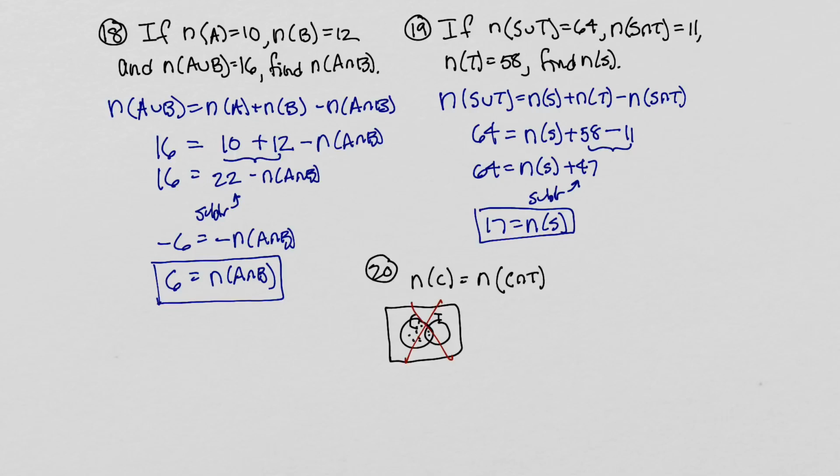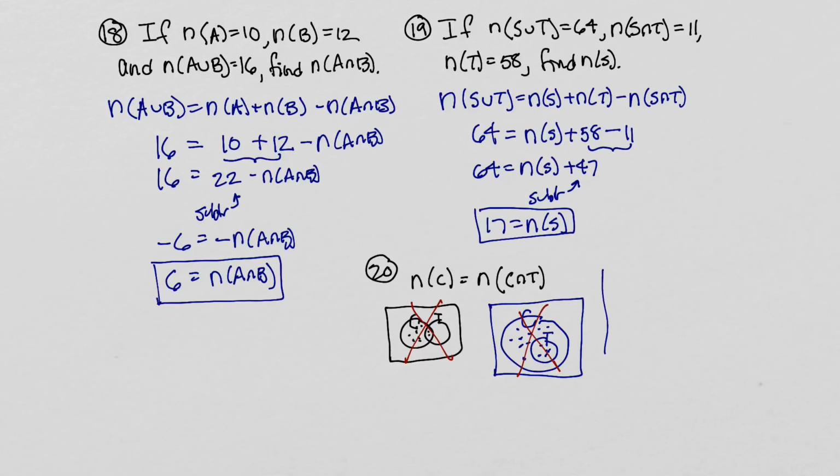Let's try to draw something else here. What if we drew it like this? Here's C and here's T. Now, here's some elements in C. You see these here? These are in the intersection of C and T, right? Because when you're in here, you're in C and T. But there's more out here. So the number in C, all of these together, is bigger than the number just in the intersection. So this isn't going to work.